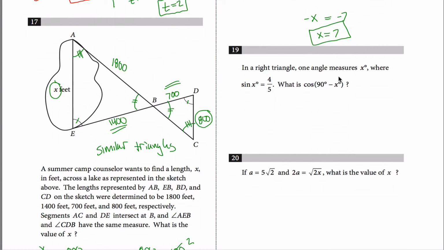19. In a right triangle, one angle measures x degrees, where the sine of x is 4/5. What is the cosine of 90 minus x? Okay, I like to draw a picture. I'm very visual.